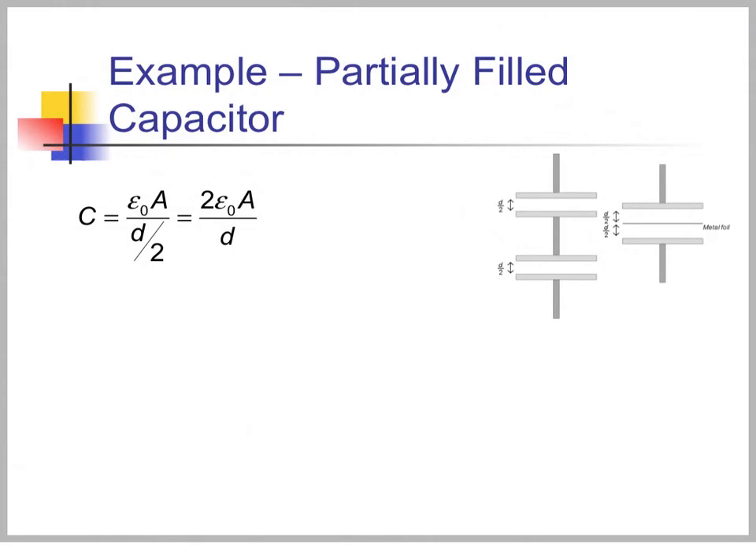So, if I have a partially filled capacitor, the capacitance of each one is going to be epsilon naught A divided by d over 2, which is going to be 2 epsilon naught A over d.